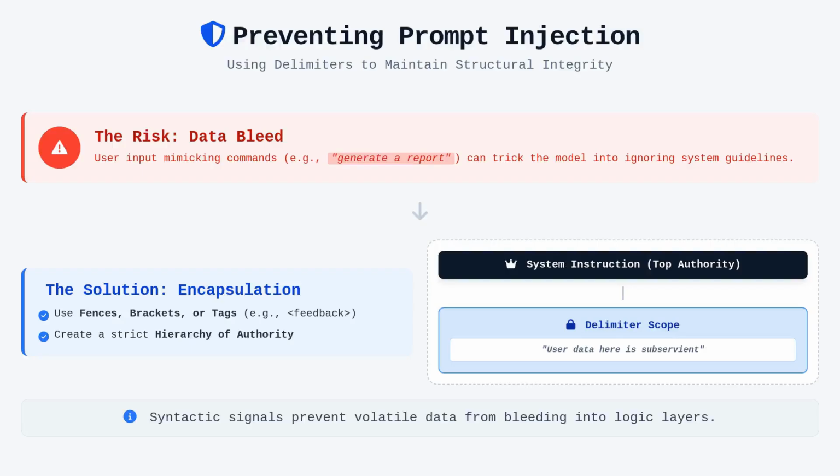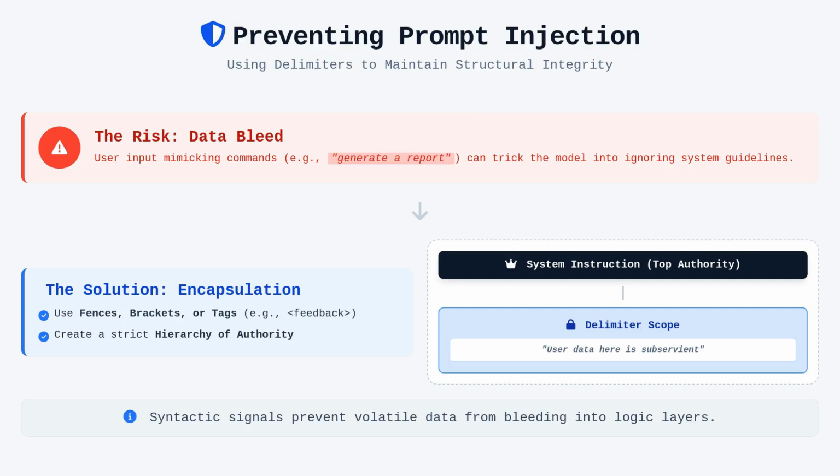In many professional scenarios, you might encounter situations where the provided input data contains phrasing that mimics an instruction, which can lead to prompt injection or accidental model misbehavior. Without proper delimiters, a piece of user-provided content that looks like a command, such as generate a report about X, might trigger the model to ignore your carefully crafted system guidelines. When you use fences or brackets, you encapsulate that potentially volatile data within a scope that the model understands as subservient to your primary prompt directive.